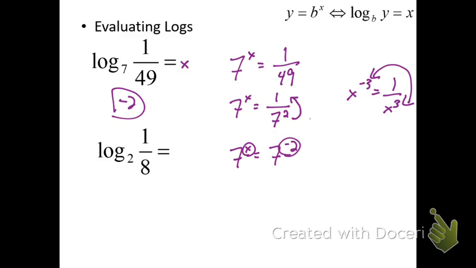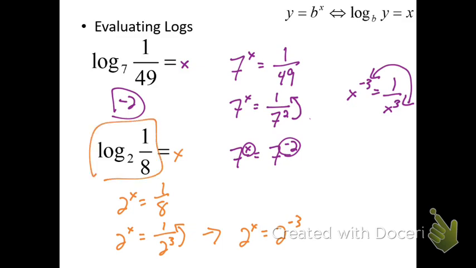Similarly, on the second one on this slide, we would have 2 to the x is equal to 1 over 8. We already have talked about the fact that 8 is 2 to the third. If I bring that up here and write it with a negative exponent, I get 2 to the x is equal to 2 to the negative third power. So then if I'm solving or evaluating this, I get negative 3 for my solution there.